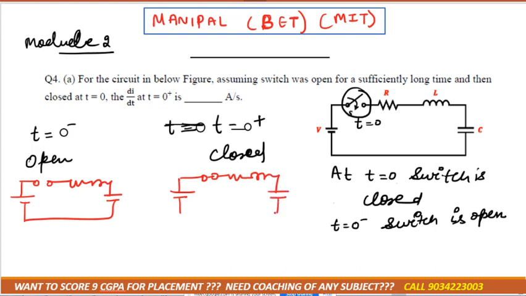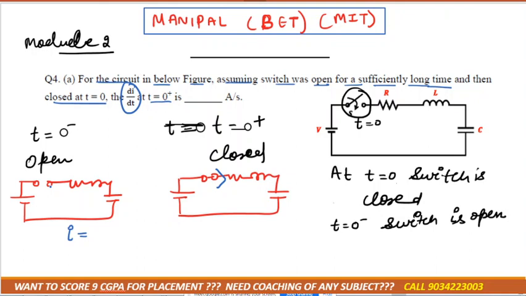R L C. Correct? So now see what they have said for the circuit in the figure below: assuming the switch was open for a sufficiently long time, meaning the switch was open from long before, then closed at t equal to 0. At t equal to 0 the switch is closed. The di by dt at t equal to 0 plus is, meaning we need to calculate the current in this, right? As you know, if the switch is closed, then it would be the charging condition or the discharging condition.